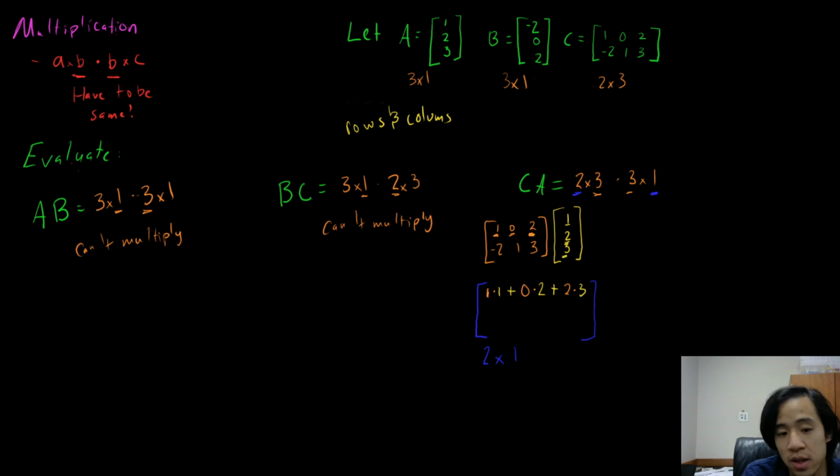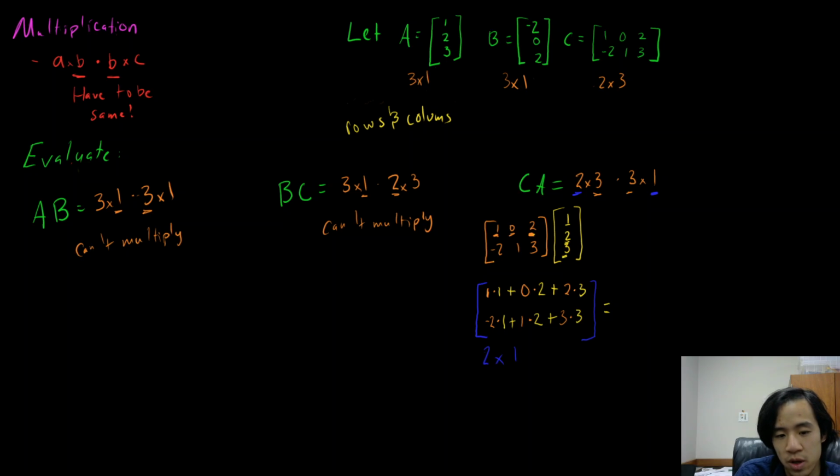And you can imagine the second one, you're going to do the same thing but with the second row. So you're going to do -2 times the first entry here of the second matrix, which is 1. You're going to add 1, the second entry of the second row, and you're going to multiply it by the second entry in here. So this is going to be 1 times 2. And then plus 3 times 3.